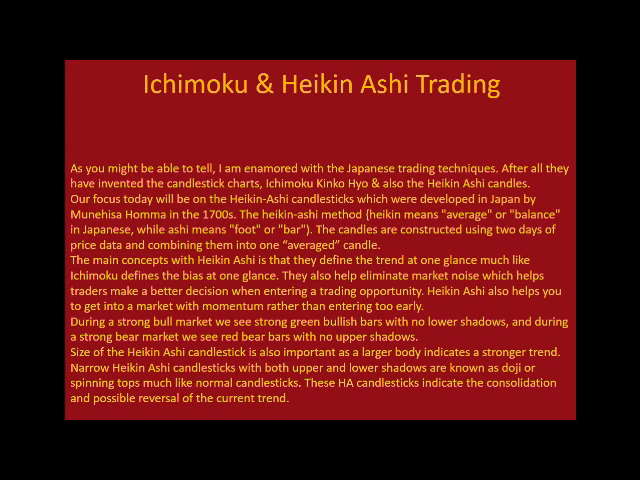During a strong bull market, we see strong green bullish bars with no lower shadows, and during a strong bear market, we see red bear bars with no upper shadows. The size of the Heikin Ashi candles is also important, as a larger body indicates a stronger trend. Narrow Heikin Ashi candlesticks with both upper and lower shadows are known as dojis, or spinning tops, much like normal candlesticks. These HA candlesticks indicate the consolidation and possible reversal of the current trend.